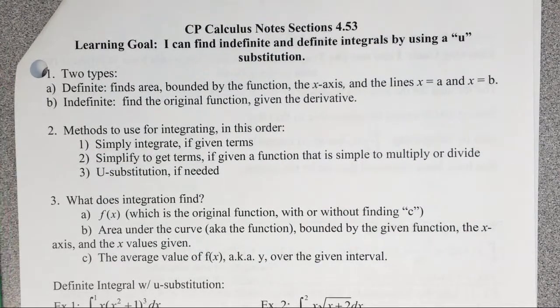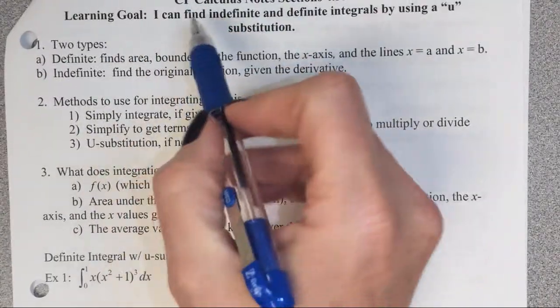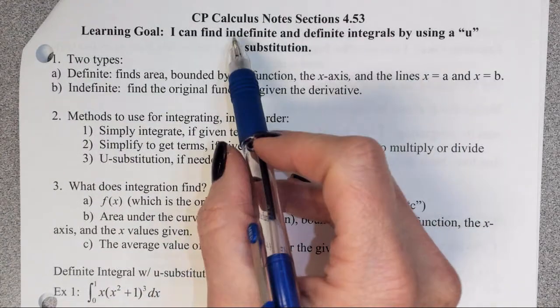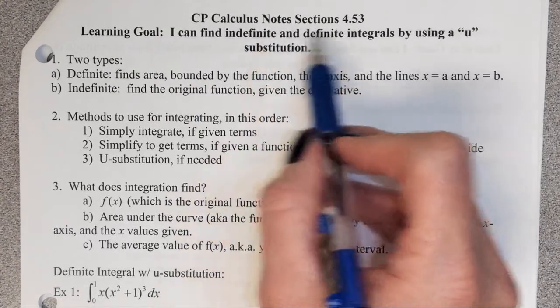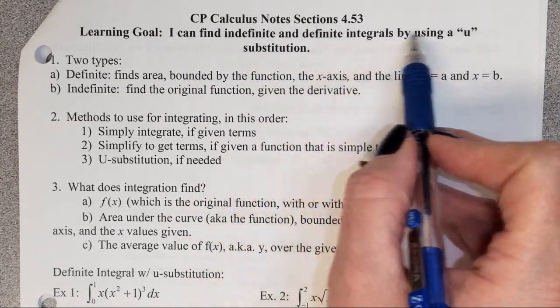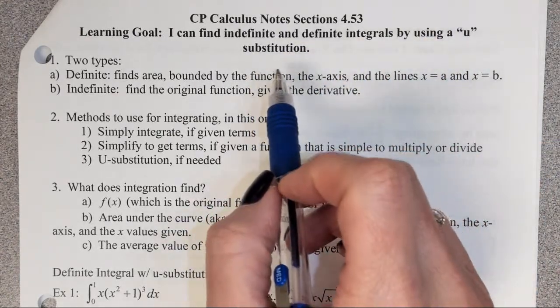So for the end of this section, guys, section 4.5, this time we want to be able to do both of these. We want to be able to find indefinite, which we've been doing, but also definite integrals with u substitutions. Remember, definite integrals are different.